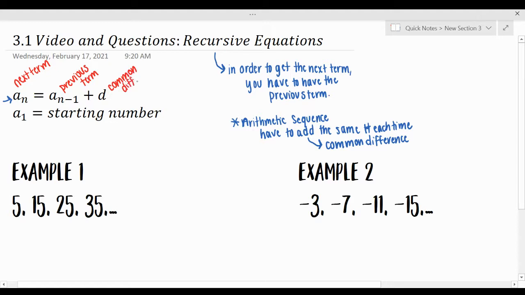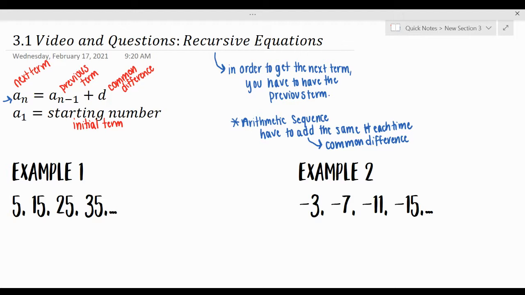The other thing that you have to have is your start statement. So a sub 1 is equal to your starting number. Another thing you may see is the initial term. If you don't have your initial term, you're not going to know where you start. I could give you the first statement and say add 3 every time, but if you start with 5 and I start with 6, our sequences are going to look very different, even though we would be adding the same number each time. So I have two examples here.